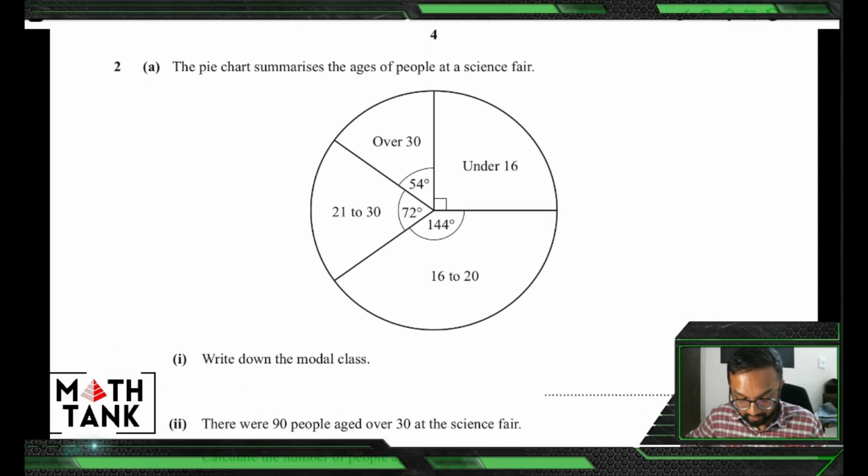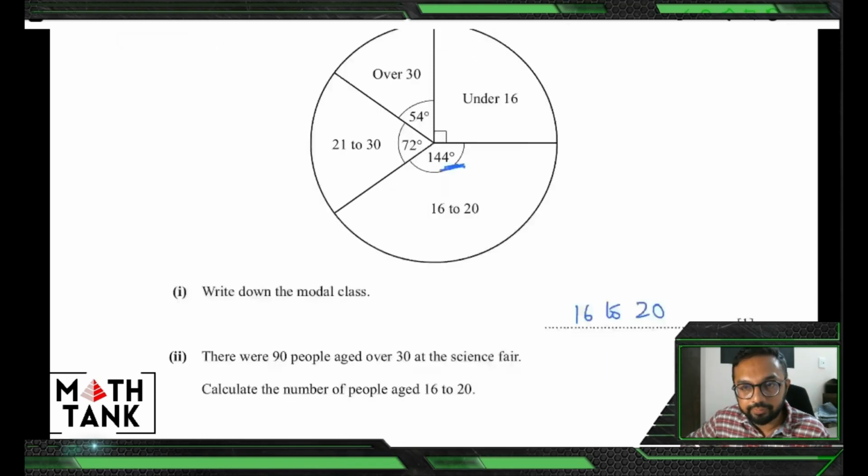Okay, and another question in pie charts. It says the pie chart summarizes the ages of people at a science fair. Write down the modal class. Remember that the modal class is the one with the highest frequency. Now in a pie chart, even if you don't have the frequencies, the angles correspond to the frequencies. So the one with the largest angle should have the largest frequency as well. So that's the largest angle. So I'm going to say that the modal class is 16 to 20.